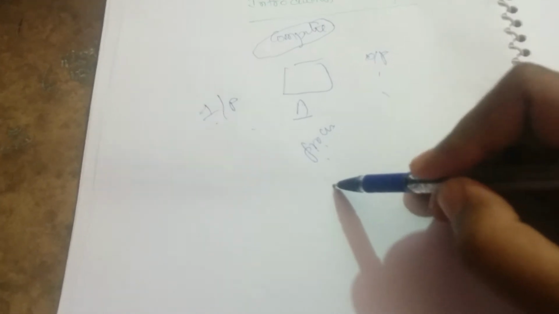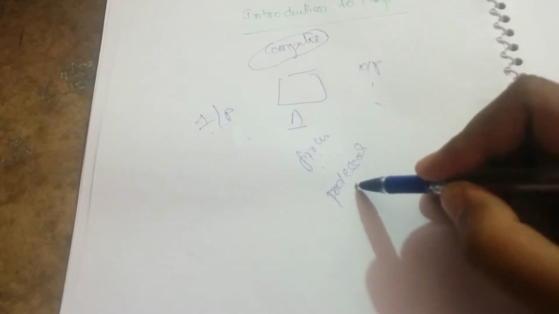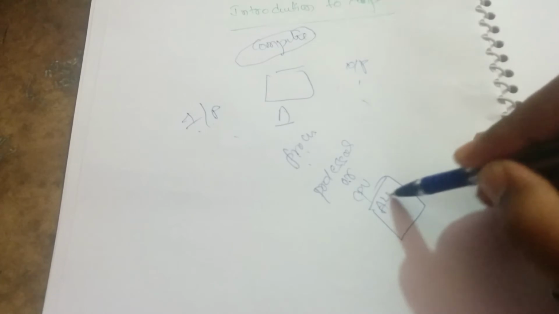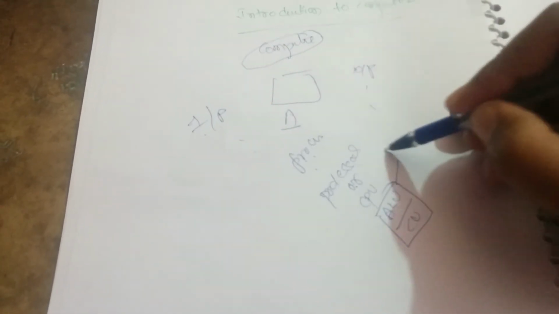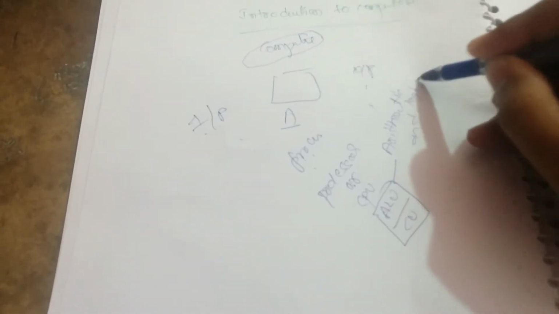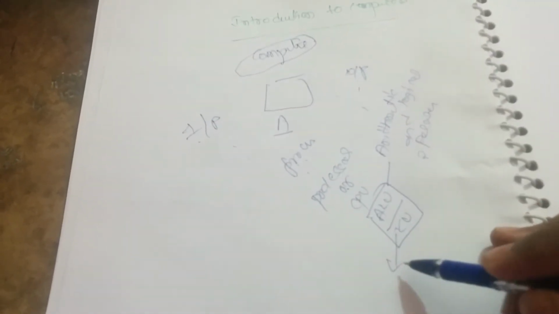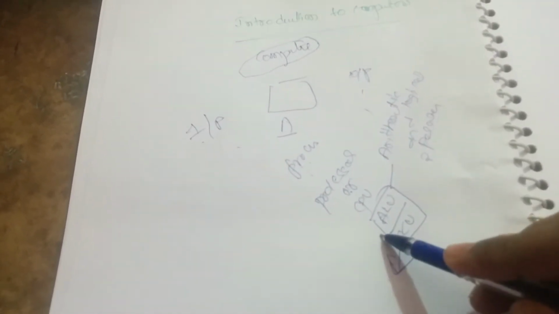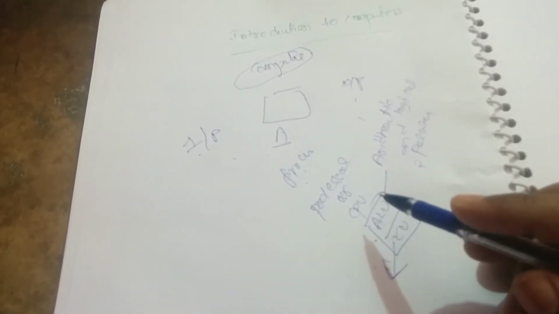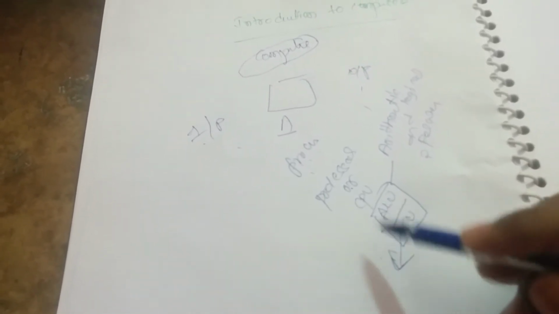Next, a computer has one important component called the processor. This is also called the heart of a computer, the CPU, central processing unit. It has two components. One is the ALU and the other one is the CU. The ALU performs all arithmetic and logical operations, and the control unit tells the arithmetic logical unit and all the input and output devices how to respond to an instruction within a program.